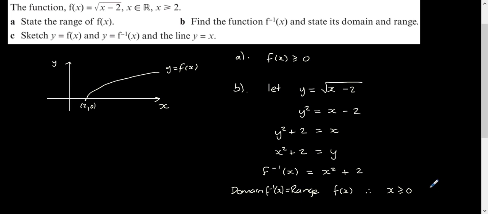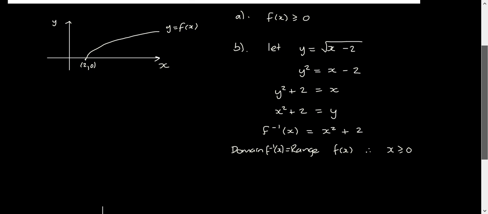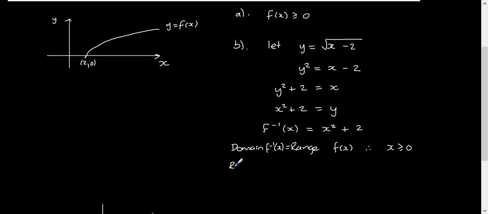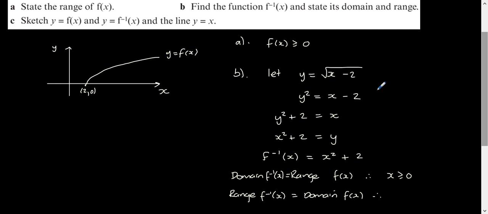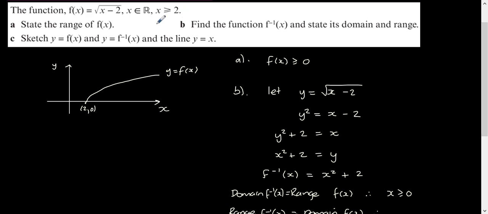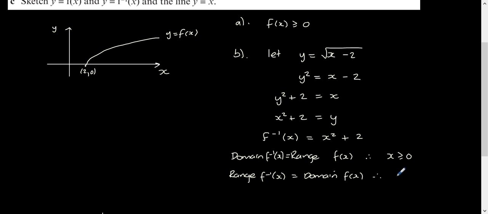Now remember, when we describe domain, we're talking about x values. When we're talking about range, we're talking about f of x values. So the range of the inverse function, f to the minus 1 of x, is equal to the domain of f of x. Okay, so we've swapped those around. And all we've got to do to find the range of f to the minus 1 of x is look back at the domain. We were given the domain in the question. And it's enough to say that f to the minus 1 of x is going to be greater than or equal to 2.